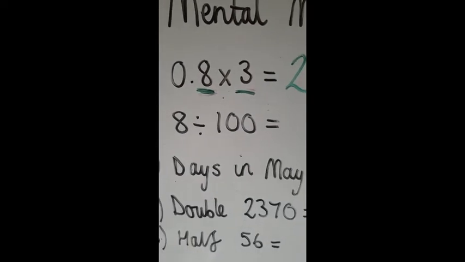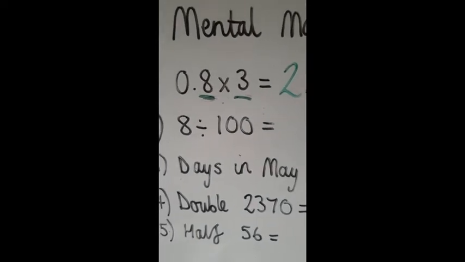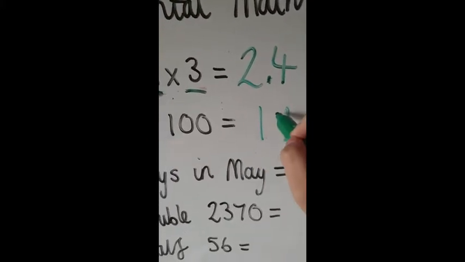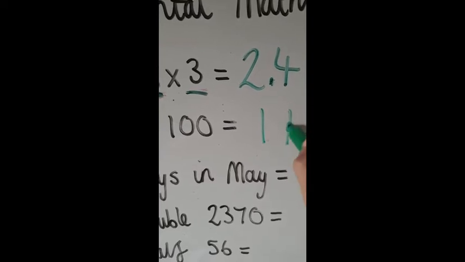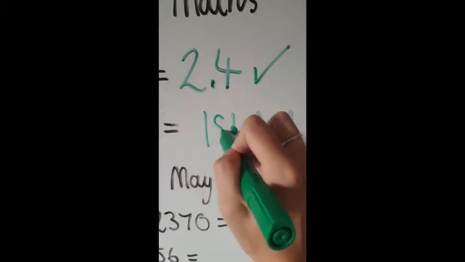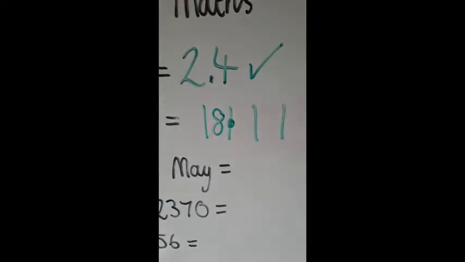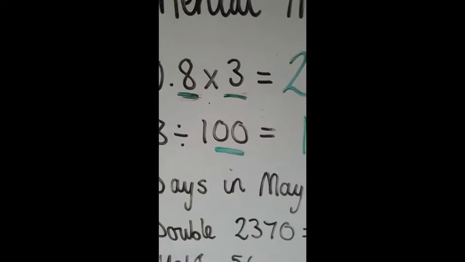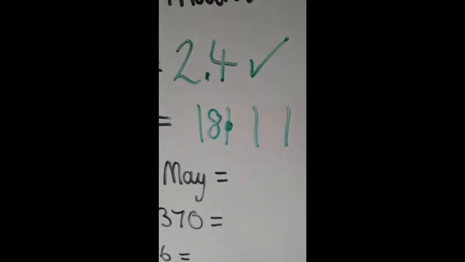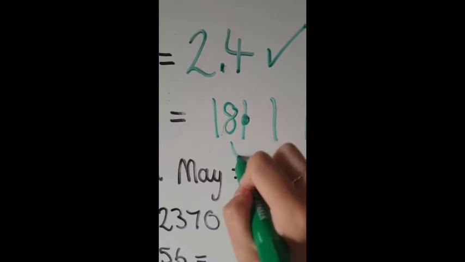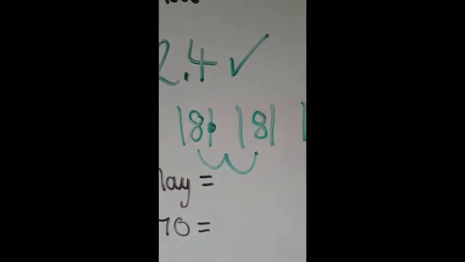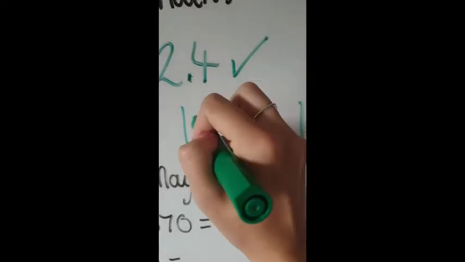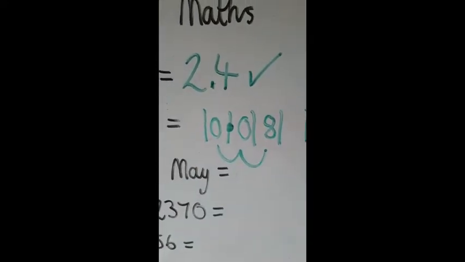8 divided by 100, okay, so I said not to use any bus stop. So if you did the grid that we taught you, and you put 8 into your grid, now we're making it 100 times smaller. So we're going to be moving our 8 2 places to the right because we're going towards the decimals. So 1, 2, your 8 goes there. Don't forget your placeholders. So you should have got 0.08.